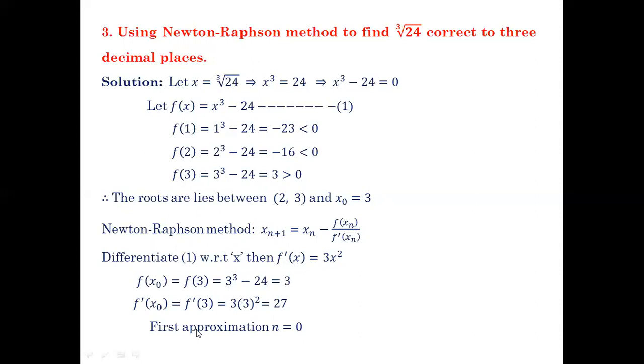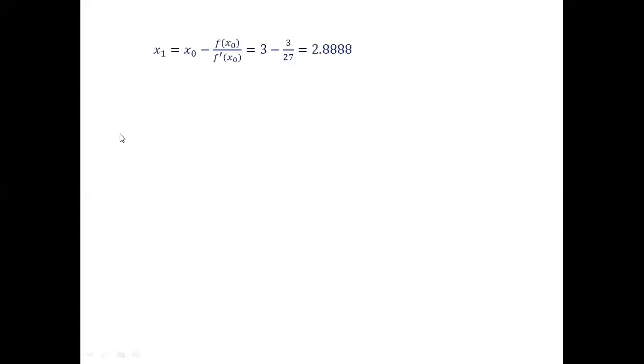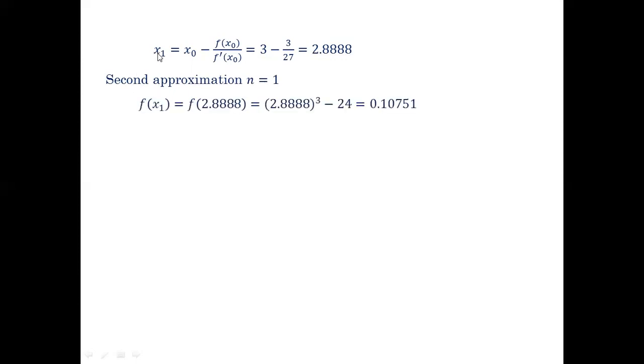So first approximation, n equals 0. So x1 is equal to x naught minus f of x naught by f dash of x naught. That is x naught is 3, f of x naught is 3 by 27. Simplification gives 2.8888. Second approximation, n equals 1. That is we can calculate f of x1. F of 2.8888 equal to, the formula is f of x is x cube minus 24. That is 2.8888 whole cube minus 24 equals 0.10751.